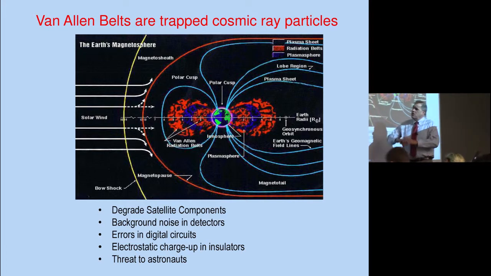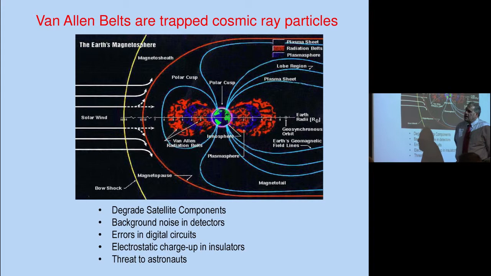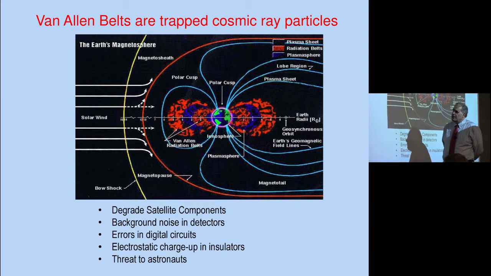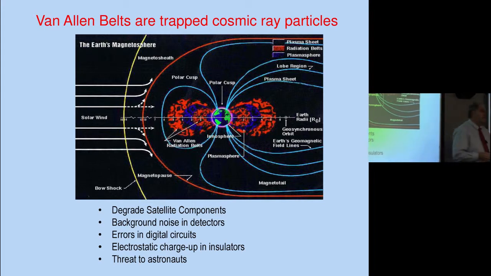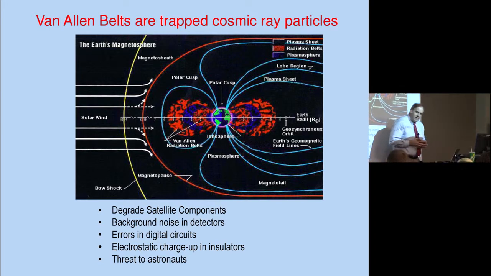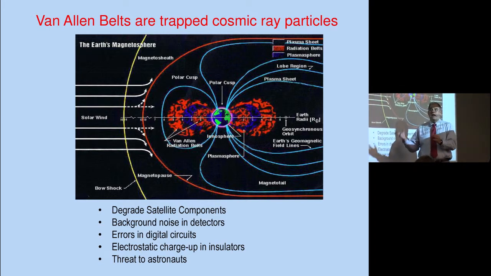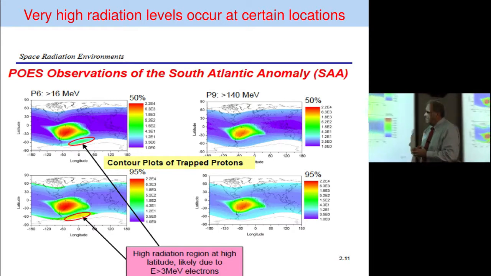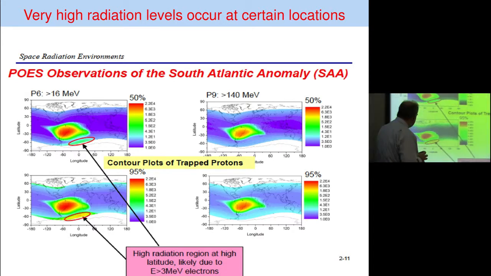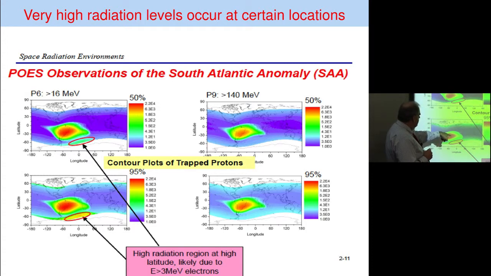Because the Earth's magnetic field is not entirely symmetric, that gives rise to some locations where the radiation levels can get extremely high and create what are like hot spots of radiation. And there are a couple that are certainly important. There's one in the South Atlantic, called the South Atlantic Anomaly, where you get enormous fluxes of particles that would occur if an orbit was going through that.